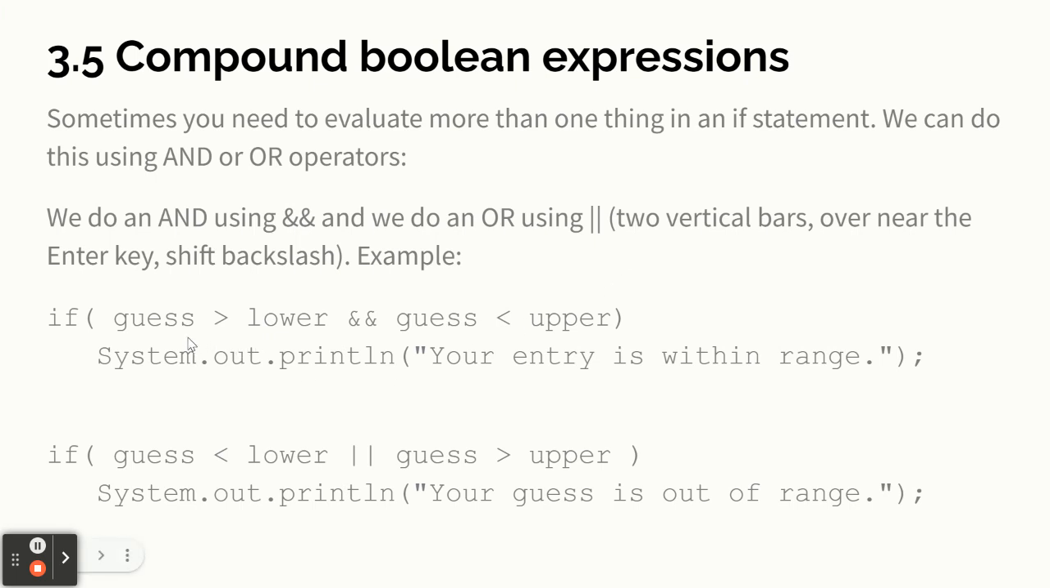So right here, if I wanted to say, hey, if guess greater than lower and guess less than upper, I would say your entry is within range. I'm assuming there was a lower and an upper, and we were trying to make sure it was between them. And then here's an or example at the bottom. If guess less than lower or guess greater than upper, your guess is out of range. So these are both examples. The top one with the and means and, and the bottom one with the two vertical lines means or.